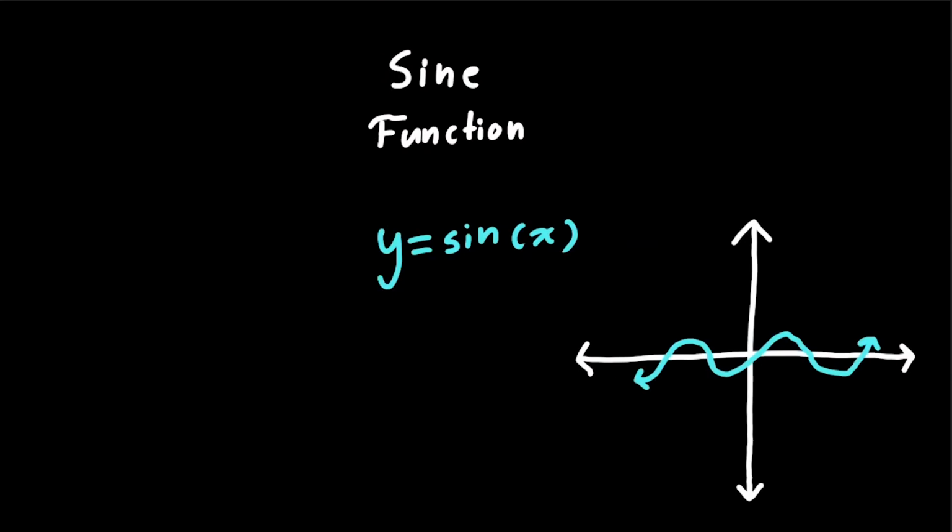Up next, we have the sine function. It is represented by the equation y is equal to sine x. Its graph looks like this big wavy curve, and it actually looks very similar to another function, the cosine function. But the only way you can really differentiate between the two functions is by looking at the center. The sine function will have a point at 0, 0, or at least the parent sine function, whereas the cosine function will not have a point at 0, 0.